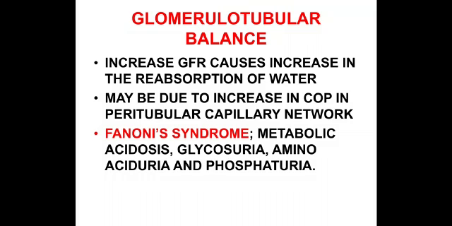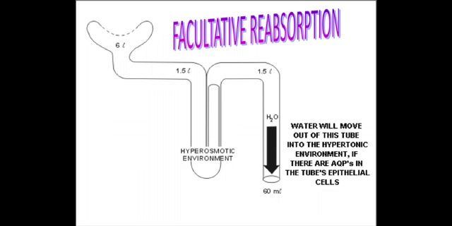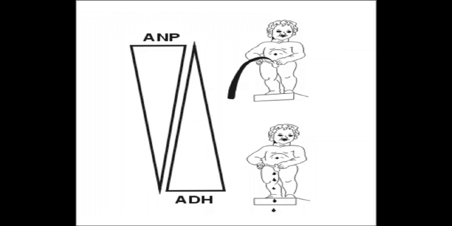One among the disorders is Fanconi syndrome, where there is metabolic acidosis, glycosuria, aminoaciduria, and phosphaturia. Facultative reabsorption happens in the distal convoluted tubule, where water is reabsorbed in the presence of aquaporin channels. When an osmotic gradient is created along with sodium, water is reabsorbed. There are also atrial natriuretic peptide and ADH. ADH decreases urine output, whereas atrial natriuretic peptide increases it.